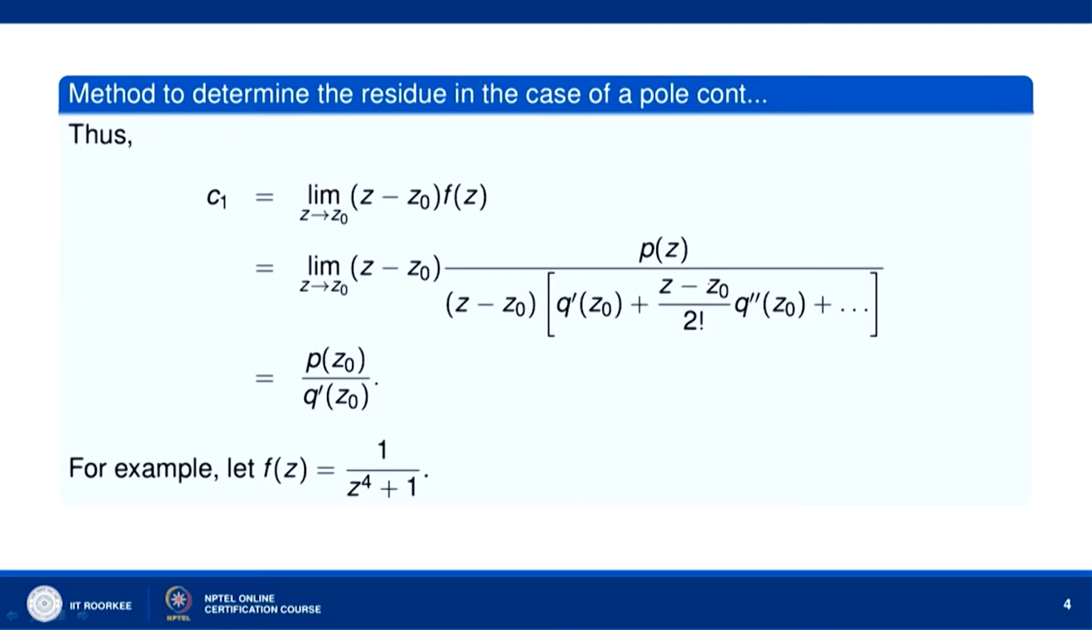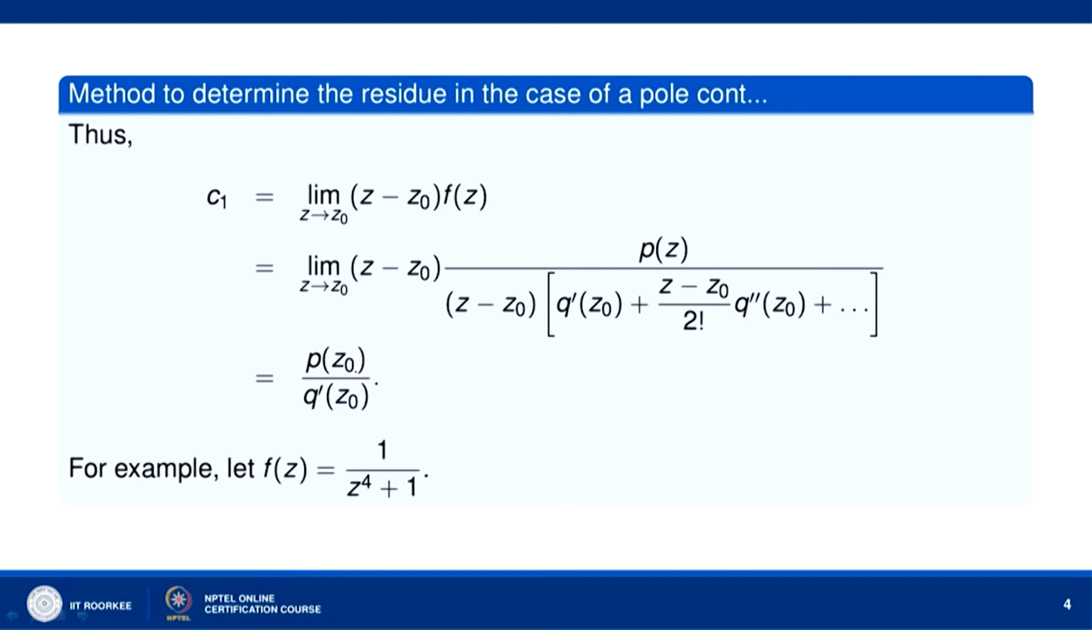So, that we have written here. Now, z minus z naught we can cancel, and then as z tends to z naught, P(z) goes to P(z naught) because P(z) is analytic, and therefore it is continuous. Similarly Q(z) is analytic, so it is continuous. Q prime z is also analytic, so Q prime z is also continuous. So we get P(z naught) over Q prime(z naught).